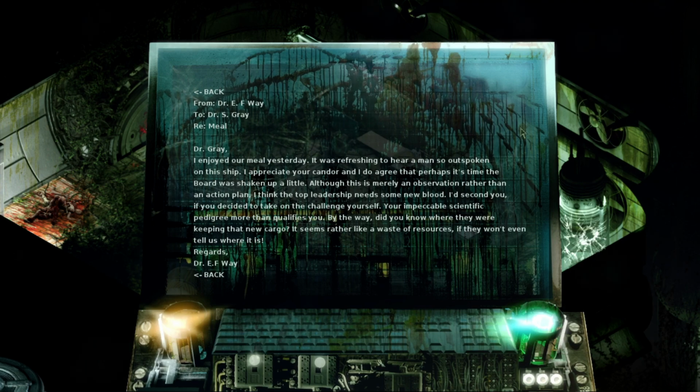Dr. Gray, I enjoyed our meal yesterday. It was refreshing to hear a man so outspoken on this ship. I appreciate your candor, and I do agree that perhaps it is time the board was shaken up a little. Although this is merely an observation rather than an action plan, I think the top leadership needs some new blood. I'd second you, if you decided to take on the challenge yourself. Your impeccable scientific pedigree more than qualifies you. By the way, did you know where they were keeping that new cargo? It seems rather like a waste of resources if they won't even tell us where it is.